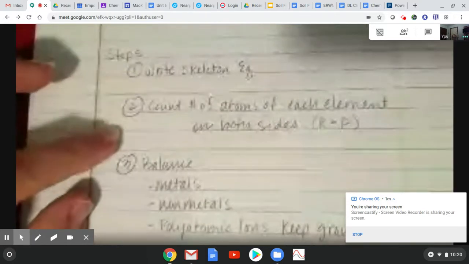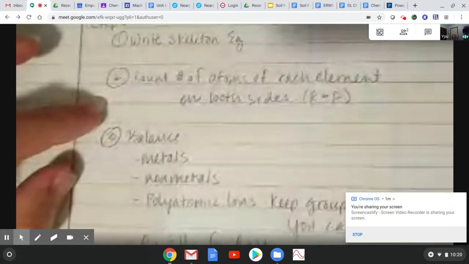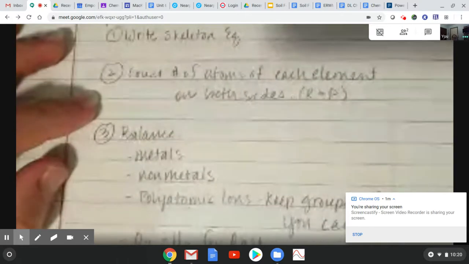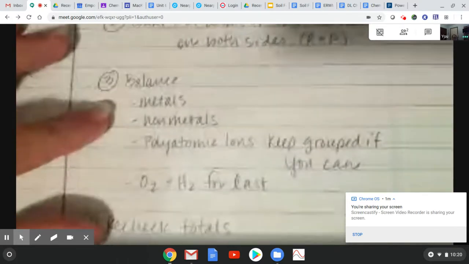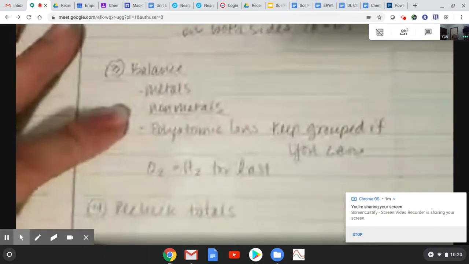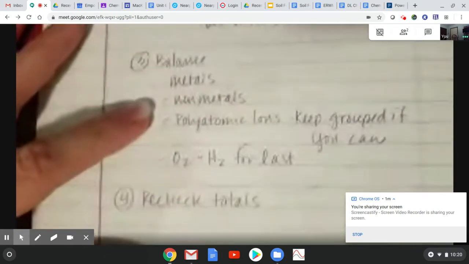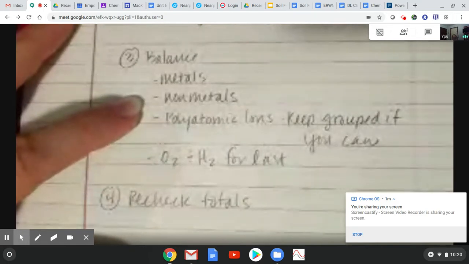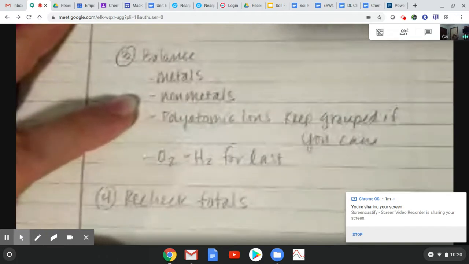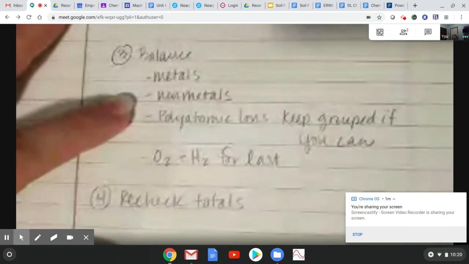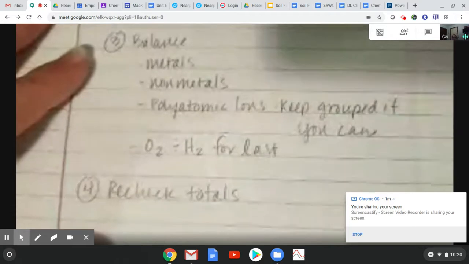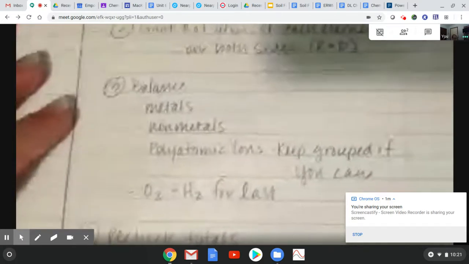You're going to count the number of atoms on each side. So you're going to look at both sides, the reactants and the products, and make a list of what elements you have and how many you have. And then if you balance in this order, it will make your life a lot easier. If you balance metals first and then nonmetals and then polyatomic ions, keep those grouped together if you can. And I'll show you an example of what I mean by that in just a minute. And then when you're done, recheck your totals just to make sure that they have the same number on both sides. So that's pretty much how to balance an equation.